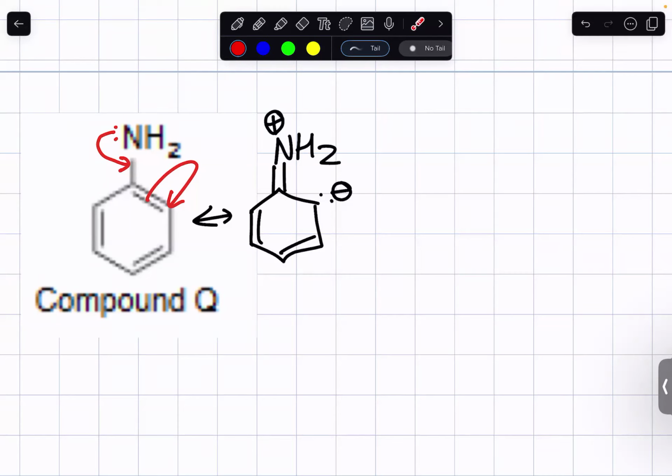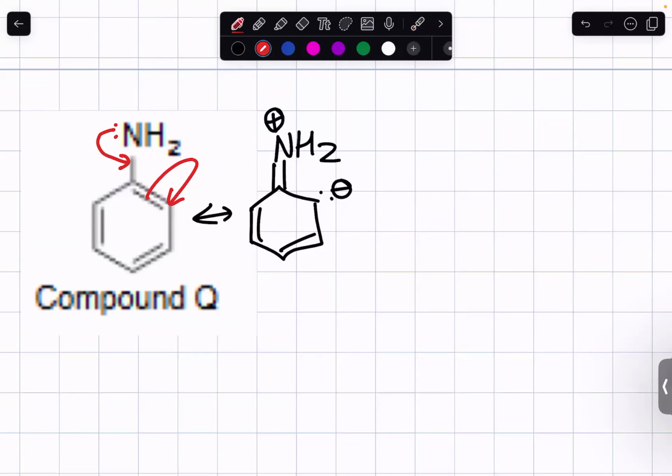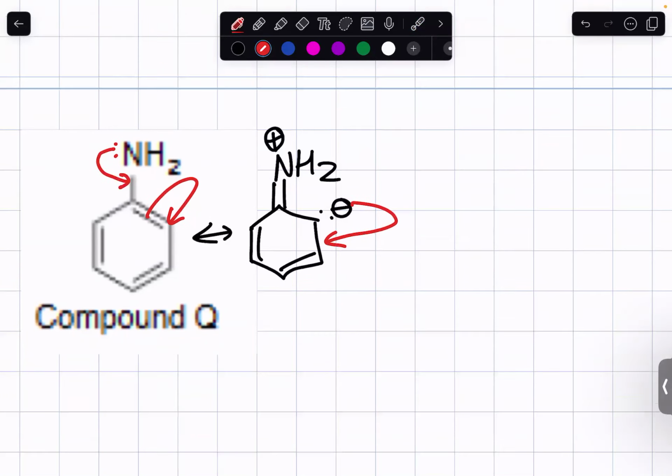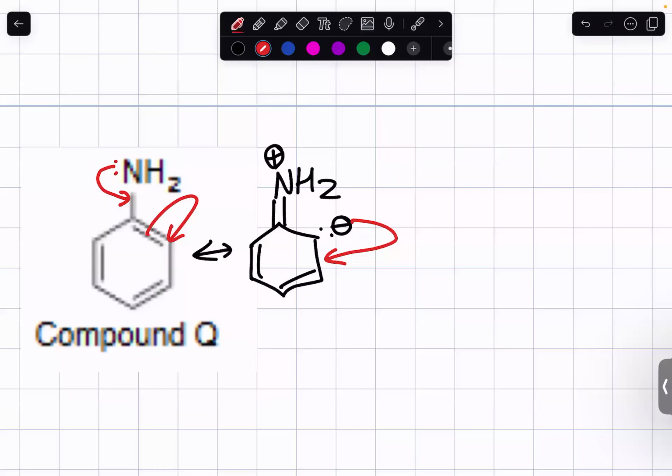Would you take the pair of electrons on the carbon to the right to bond? Like that? Yes. And then you would take that double bond to the carbon in the bottom? Like this?